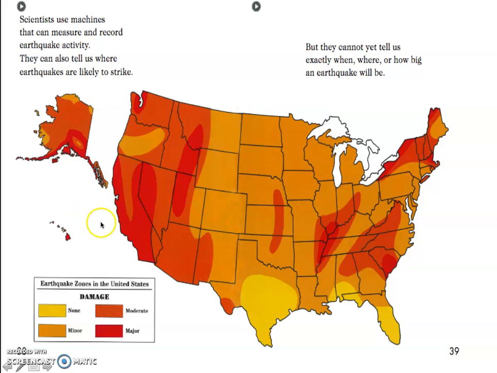This map helps us to understand more about the earthquake zones. It shows us where the most damage occurs. It shows us where there's no damage. And it gives us a better picture of where earthquakes are occurring in the United States.